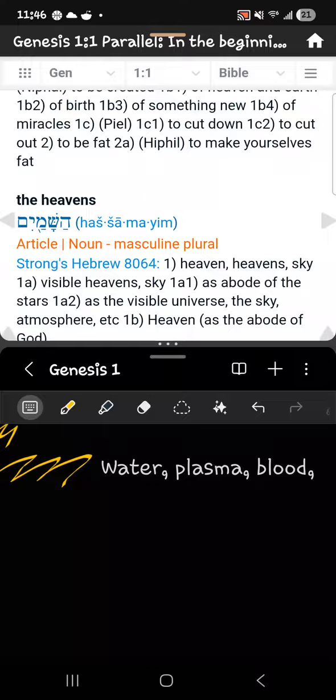Hashamayim. Shamayim. The consuming waters. Sha, consume. All right. Mayim. Water. Mayim, the word mayim in and of itself. This word right here. Mayim is water. Okay. Shamayim. Consuming. Sham.